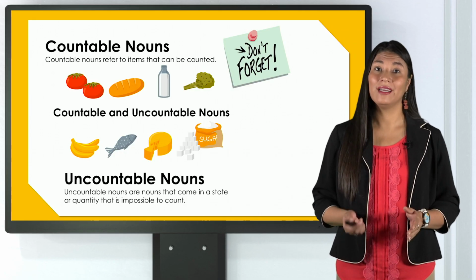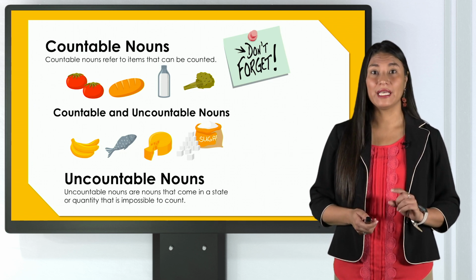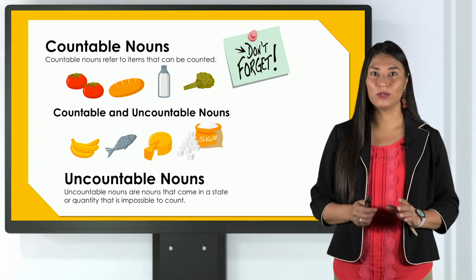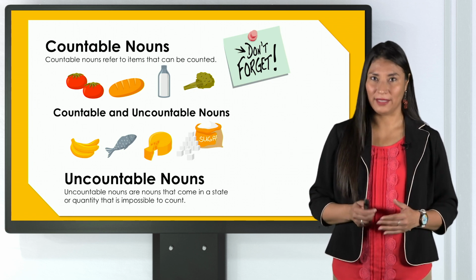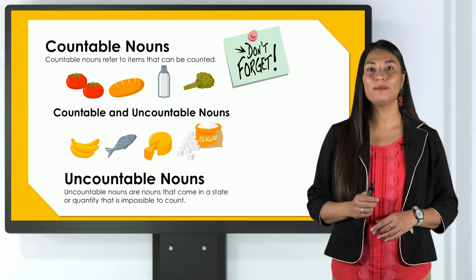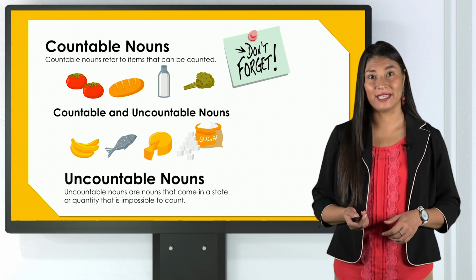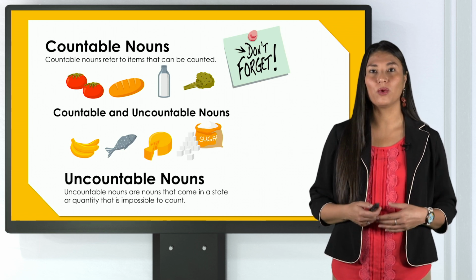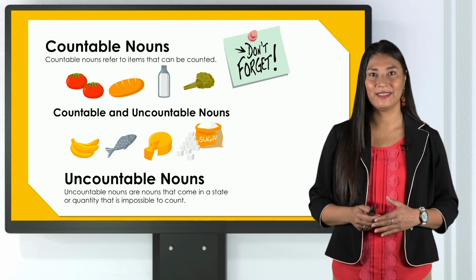Countable nouns refer to items that can be counted, even if the number might be extraordinarily high, like counting all the people in the world. That's just an example. Countable nouns can be used with articles such as a or an and the article the, or quantifiers such as a few and many.